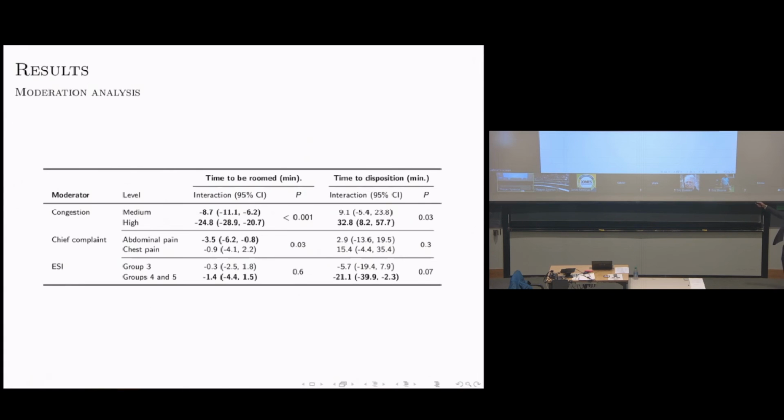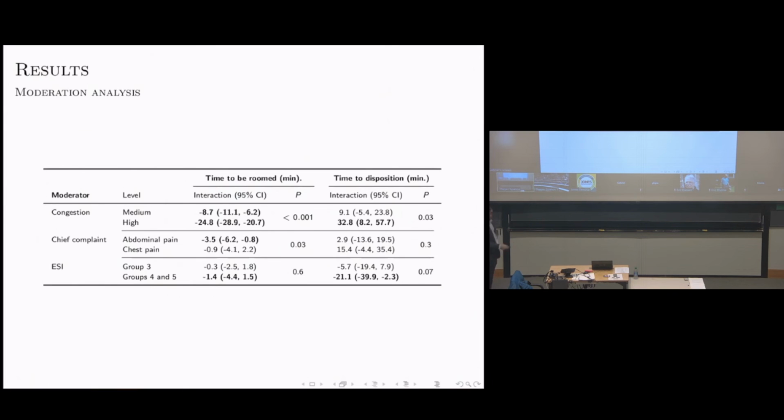Okay. So a couple of things I wanted to highlight. First is that relative to low congestion, split flow seems to reduce time to be room for both medium and high congestion. But when congestion is high relative to low congestion, it actually increases the time to disposition decision. Okay. And so if I add those two effects, time to disposition decision and time to be room, I actually get an effect of zero. So split flow has no effect on length of stay when the congestion in the ED is very high. We think that at high congestion levels there's a constraint on the throughput of the ED, that too many tests have been ordered. So it's oversaturated in a sense.